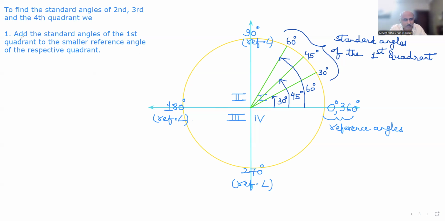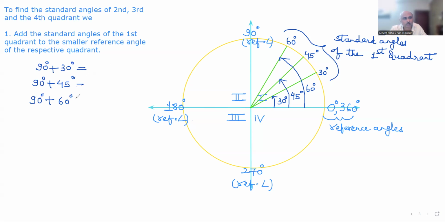So here, in the second quadrant, we want to find the standard angles of the second quadrant. Which are the reference angles of this quadrant? Which are the two reference angles, 90 degrees and 180 degrees? Which one of them is smaller? 90 degrees. So to this 90 degrees, add the standard angles of the first quadrant. Got it? Everybody?